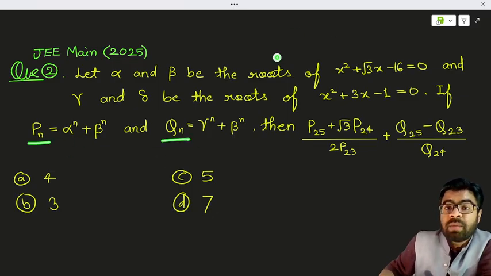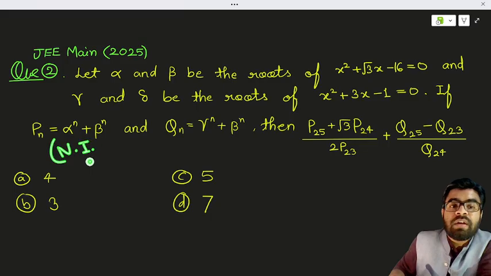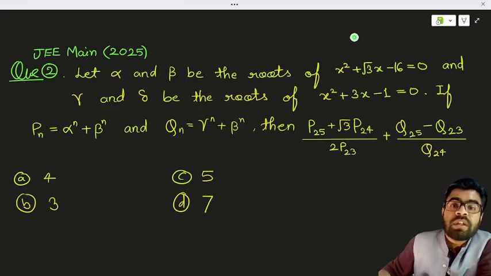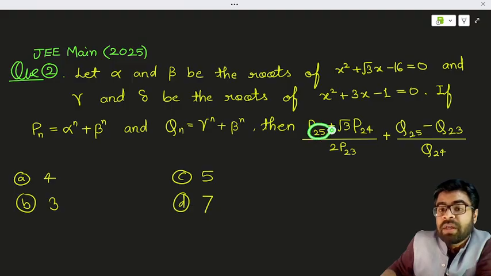Let's see. Now here we can apply Newton's identity. Here also the Newton's identity is given. Then we have to find this value. Now when such questions come to us, what do we do? We see what the biggest value is we have, that is 25.